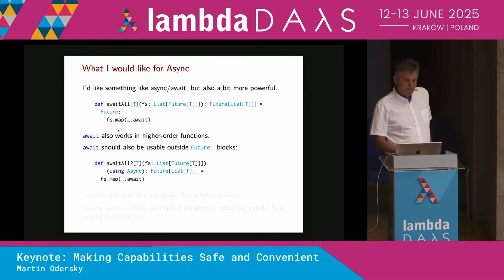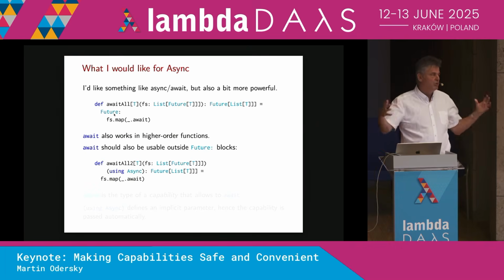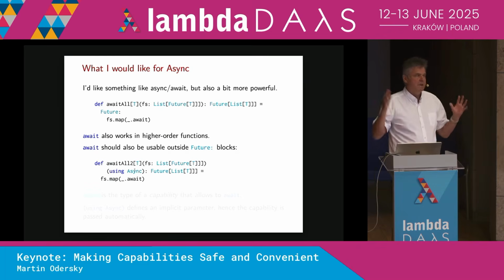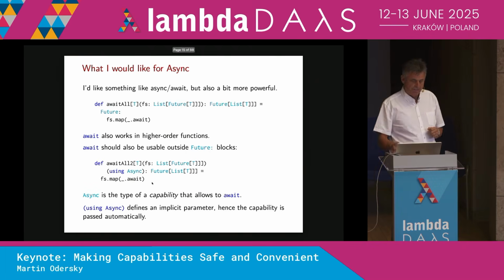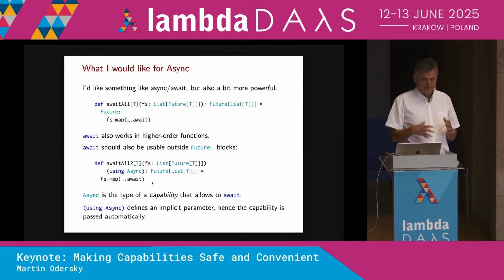So I want to be able also to write await all like this, to say, I want to essentially take a list of futures and give you back the await, but I don't really want to wrap it into its own future, which would be its separate thread. I just want to say, well, I need an async context. That means basically some thread that can suspend, that comes from the outside, and in that thread, I would do these things. So async now is a type of a capability that allows to await.